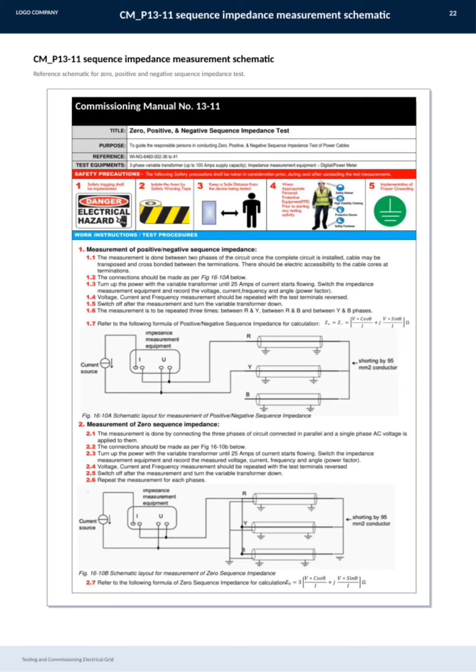Here we have the CM_P13-11 sequence impedance measurement schematic, which is a key reference for testing zero, positive, and negative sequence impedances. This schematic is essential during the commissioning phase to ensure the electrical grid operates correctly and safely. By following this manual, we can accurately measure sequence impedances and verify system performance. This helps to identify any potential issues early and maintain grid reliability.